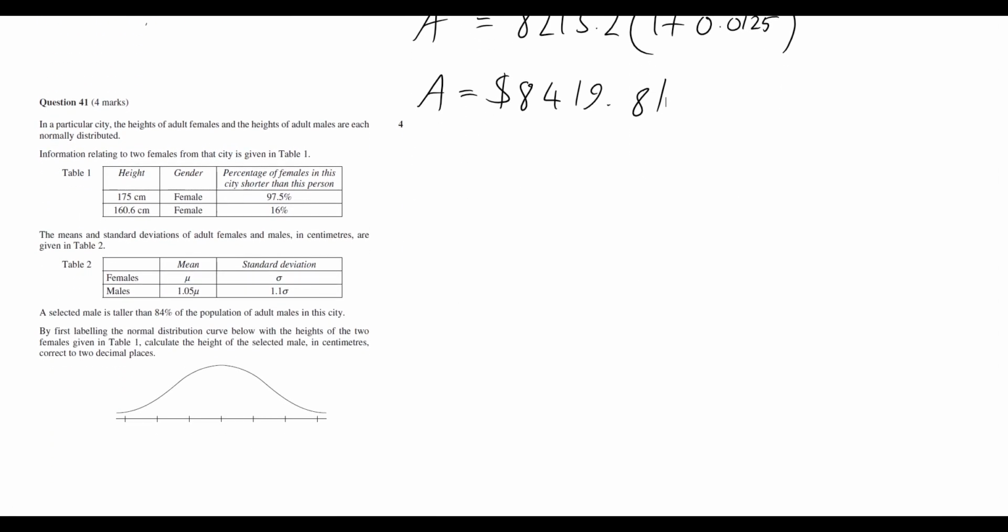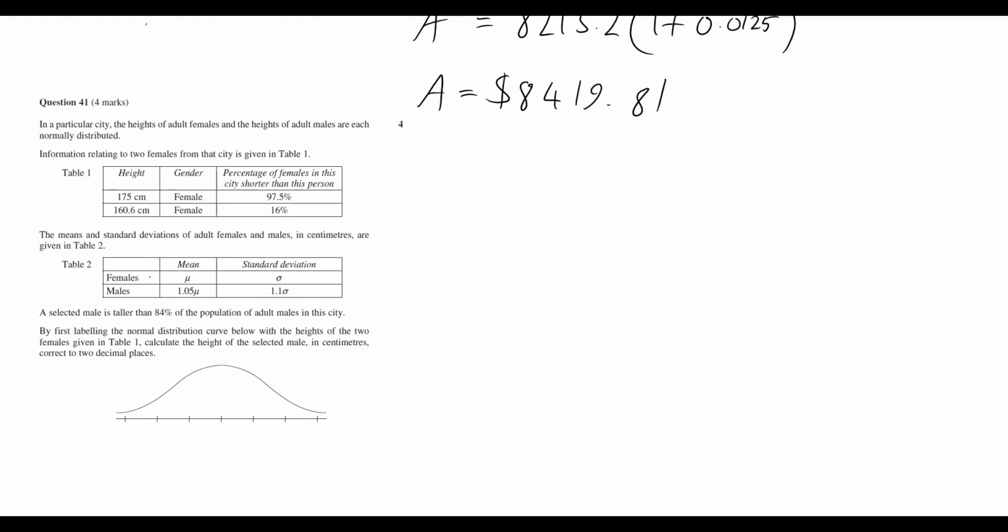Okay, now to the last question. We've made it. So question 41. So in a particular city, the heights of adult females and the heights of adult males are each normally distributed. Information relating to two females from that city is given in Table 1. So here we are, we've got that table here with the height, the gender, and the percentage of females in the city shorter than this person. So the means and standard deviations of adult females and males in centimeters are given in Table 2.